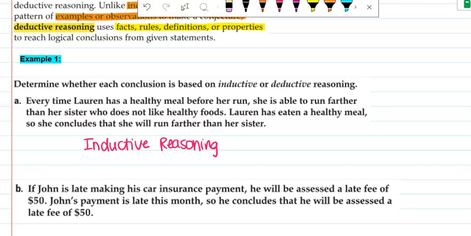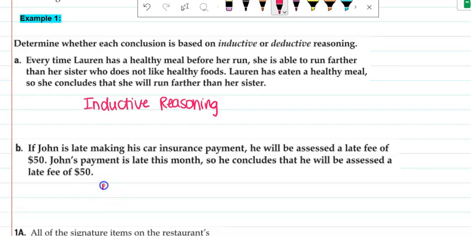And hopefully you're thinking, well, it's a rule, right? If it's late, he has the late fee. There's no ifs, ands, buts about it. So if we're following a rule, this is going to be deductive reasoning.